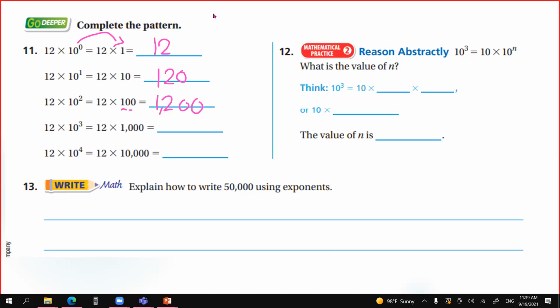Now, 12 times 10 to the power 3. It means 12 times 1,000. So I will write 3 zeros and 12. And each 3 digits, we have to put a comma. So it will be 12,000. Thank you, Sarah.